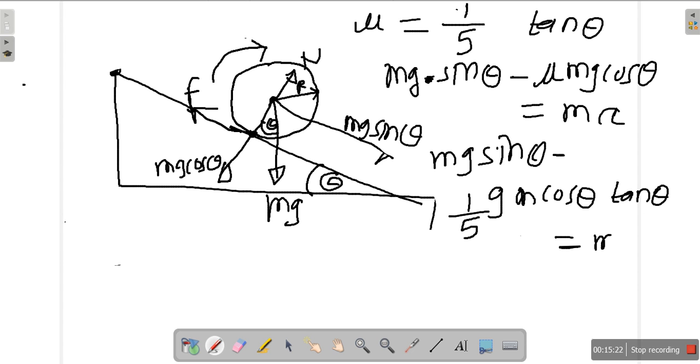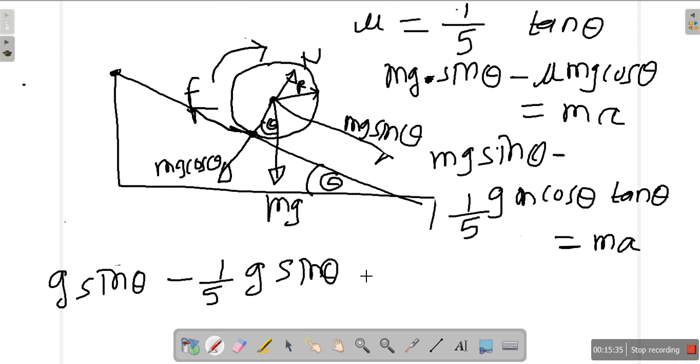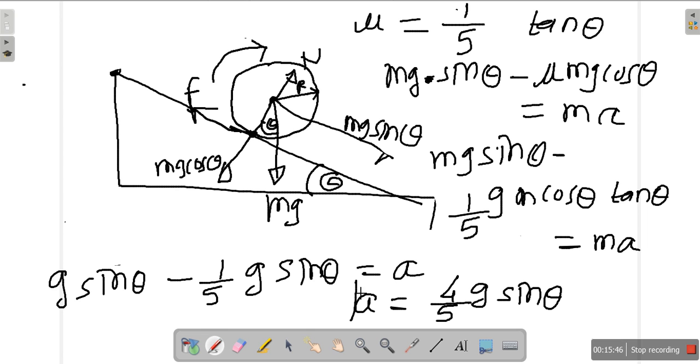equal to ma. And that gives you, if you cancel mass, you will get g sin theta minus 1 by 5 g, and cos into tan is sin. You have cancelled m, so that gives you a as 4 by 5 into g sin theta. Please remember this value, that under the given circumstances, when the coefficient of friction is 1 by 5 tan theta, the value of acceleration turns out to be 4 by 5 g sin theta.